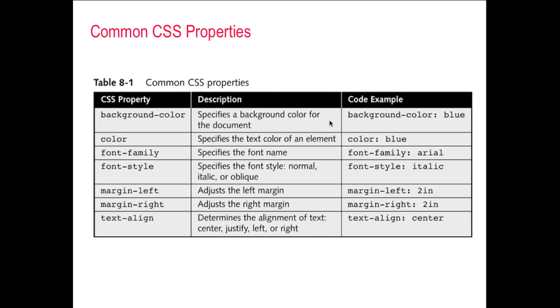Here are some common CSS properties. Background color specifies the background color of a document. Color specifies the text color of an element. So here's where we get our color blue: background-color, colon, blue. Nobody memorizes all this stuff, and you don't have to for this class either. You'll figure out what the common ones are and memorize those. Then you'll have a book, or you go on the internet to look up what that style or tag is again, and you remember maybe a handful of them, the ones you use most often.